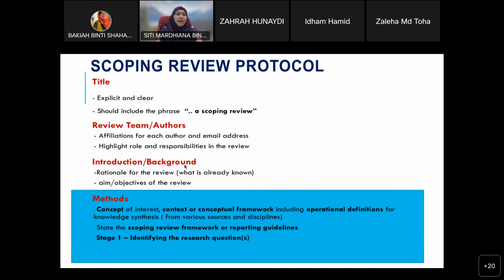So for example, the objectives can be related to the title, the role of precision medicine in breast cancer management. The first objective can be to identify and map the evidence on the role of precision medicine in breast cancer management. So it can be like that. And your next question can be to identify the methods of precision medicine that are being used in this breast cancer management. So those are the examples that I give.